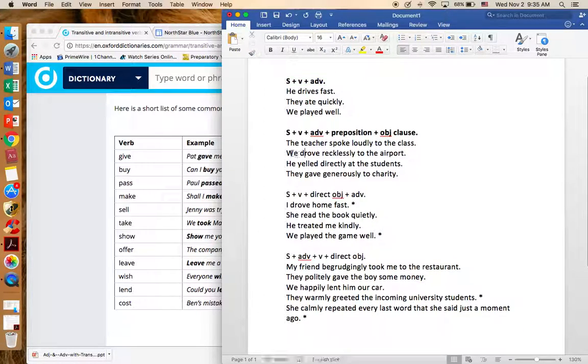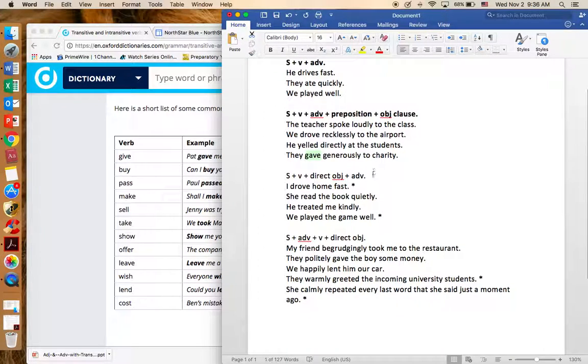More examples: we drove, so we is the subject, drove is the past tense verb, recklessly means dangerously, basically. Recklessly is the adverb, and then to is our preposition, the airport is our object. And so he, same thing, he yelled, that's our verb, and then directly is our adverb, at the students, which are the object clause. And then they is our subject, gave is our verb, generously is our adverb, and to charity, so a preposition object clause.